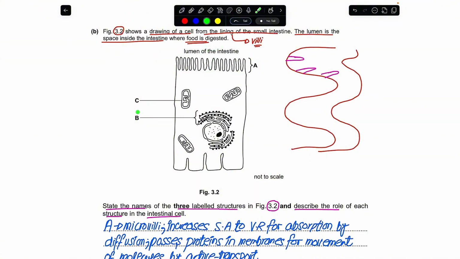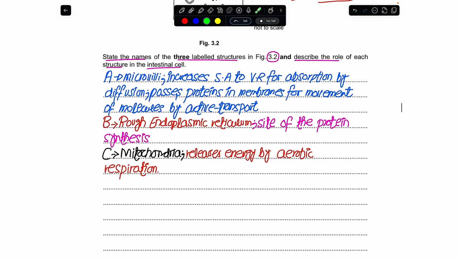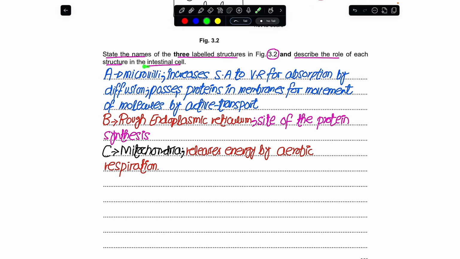If we were to talk about B, which is rough endoplasmic reticulum, its role would be to bring about the synthesis of the proteins. And with context to the epithelial cells, those proteins would be the enzymes that later become incorporated or embedded within their cell membranes and bring about the digestion of the double sugars, which are maltose, lactose, and sucrose.